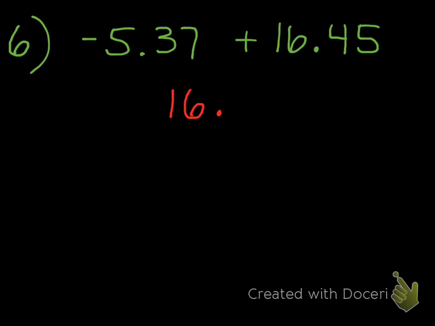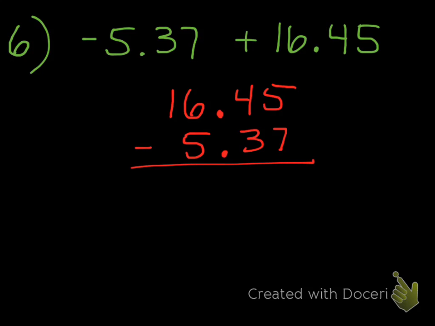I'm going to take the 16.45, or $16.45, and put it over the $5.37. Think of it as money again. Well, you owe someone $5.37. You have $16.45, so you're going to give them the $5.37. So you're going to take it away from what you already have. Well, you have to do a little subtraction. Remember how to borrow.